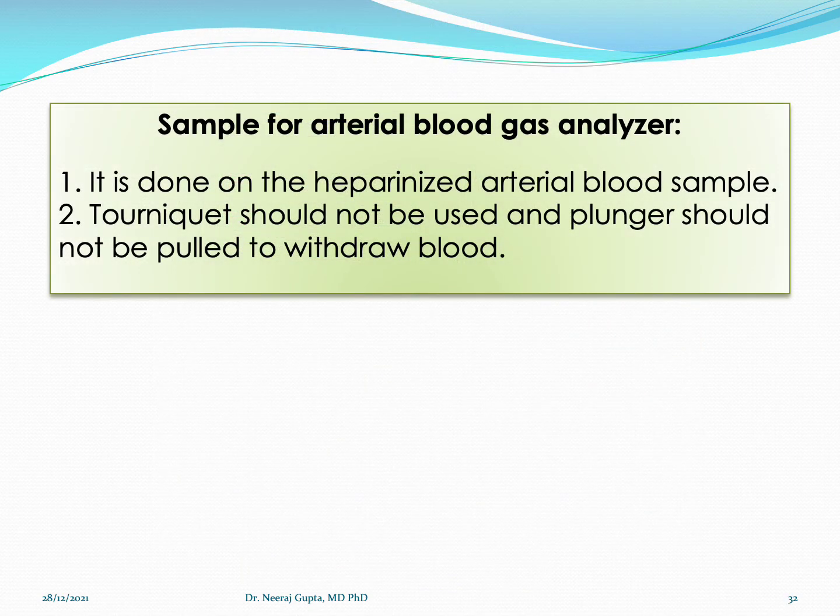Now let's see some of the precautions we should take while sampling for arterial blood gas analysis. It is to be done on a heparinized arterial blood sample, and we should avoid tourniquets because sometimes tourniquets are a potential source of methicillin resistant Staphylococcus aureus, MRSA, and should be avoided. Also, the plunger should not be pulled to withdraw blood because additional pressure increases the risk of hemolysis.